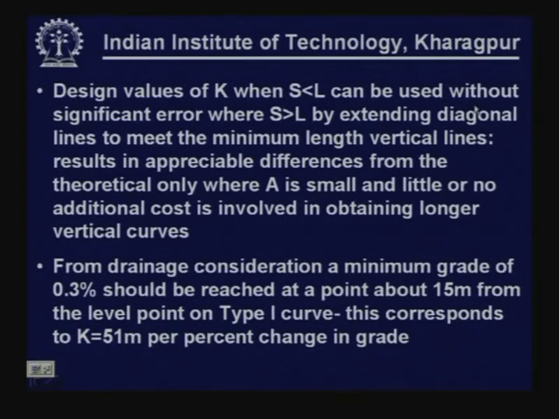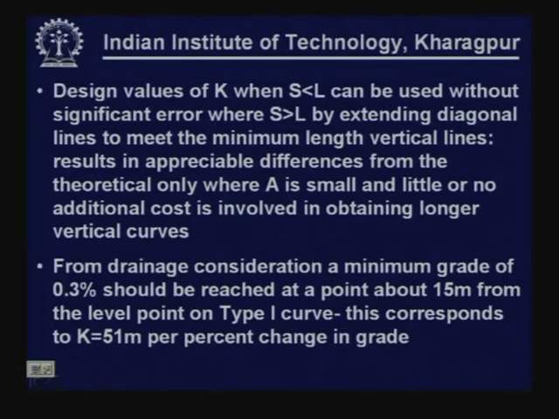I have mentioned it once again, design values of k when S less than L can be used without sufficient error, where S greater than L by extending diagonal lines to meet the minimum length vertical lines, and this results in appreciable difference from the theoretical calculation only when A is small. So, if we draw the theoretical curves, they take a turn towards the left and give a value even of 0. So, these vertical terminal adjustments are made.